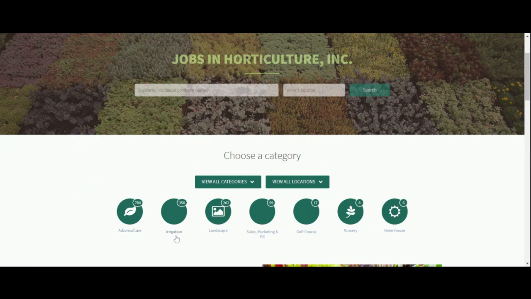There are 350 jobs posted in irrigation. There are 202 jobs posted for the landscape industry, 59 jobs in sales, marketing, and public relations, 17 golf course positions, and 8 positions with nurseries, 6 greenhouse positions. So let's go ahead and click on the nursery right there.